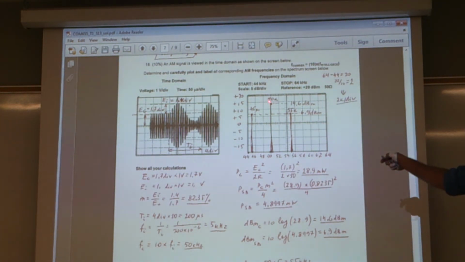Okay, that's the 5K. For the sidebands, 6.9, approximately 7. And we're looking for something here, which is 5. And somewhere here we get our 7.